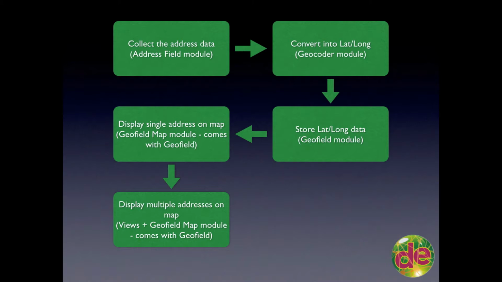The next logical step is, obviously, if we start adding a bunch of nodes with address data, we might want to see all of those nodes on a single map. Well, we can do that with Views and the Geofield Map module. The Geofield Map module provides a views formatter to output location data on a map from within Views. And then the final step in the demonstration is we're going to swap out that Geofield Map module for the Leaflet module. And that will allow us to display different types of maps using the exact same data.